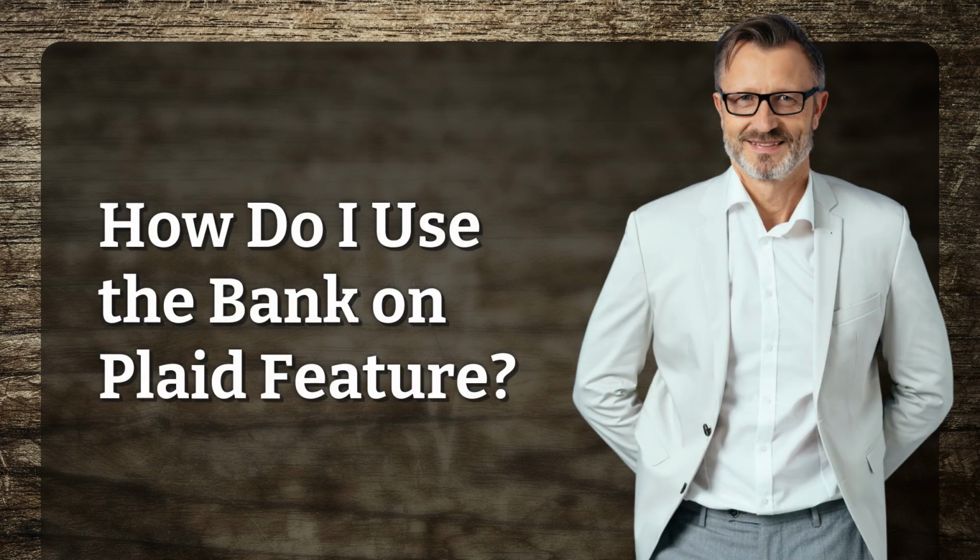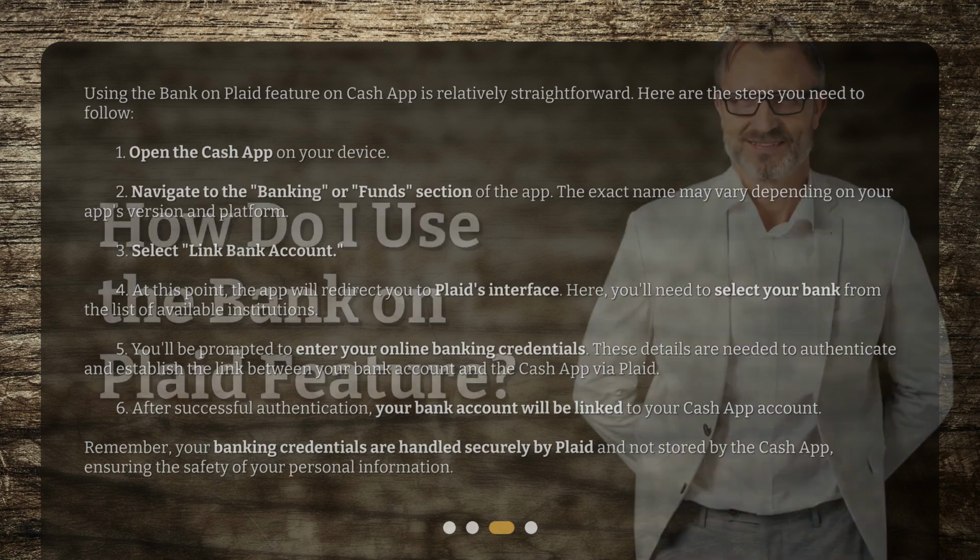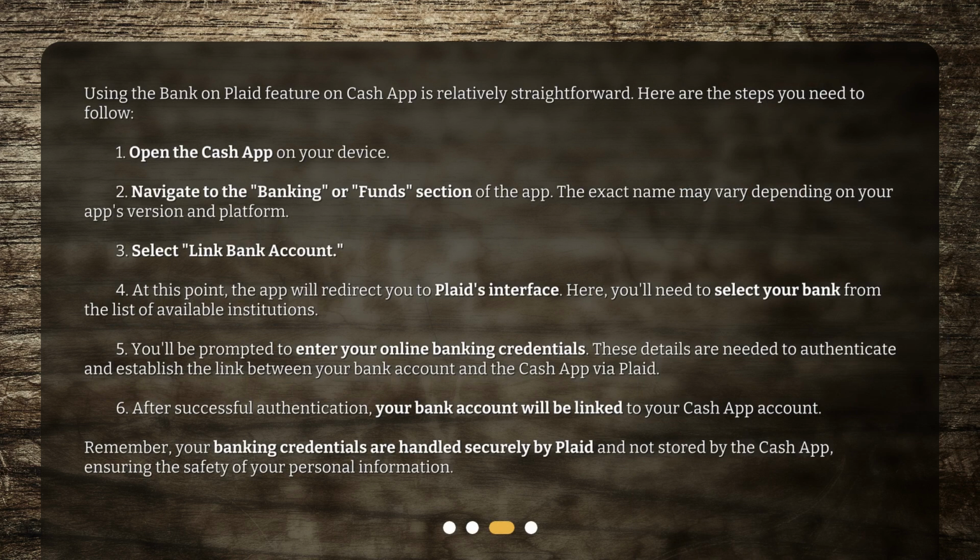How do I use the Bank on Plaid feature? Using the Bank on Plaid feature on Cash App is relatively straightforward. Here are the steps you need to follow. 1. Open the Cash App on your device. 2. Navigate to the Banking or Funds section of the app. The exact name may vary depending on your app's version and platform. 3. Select Link Bank Account.